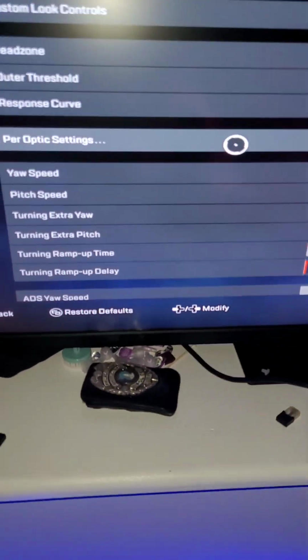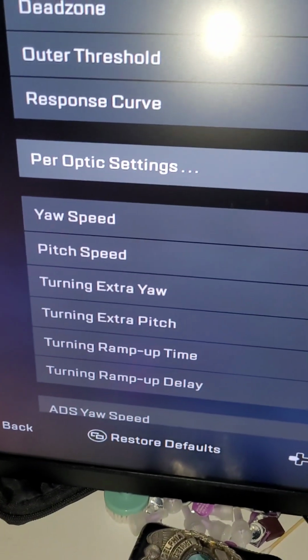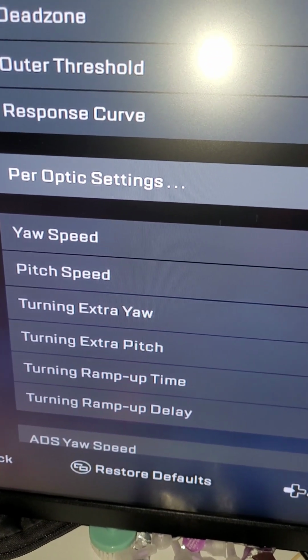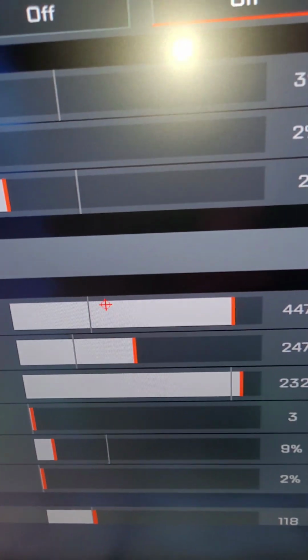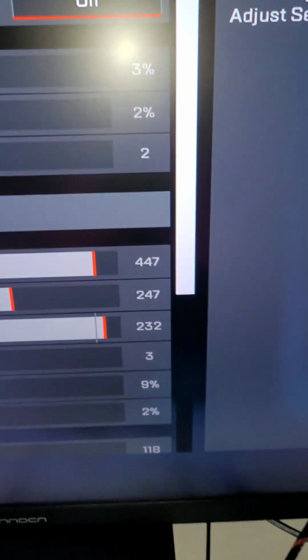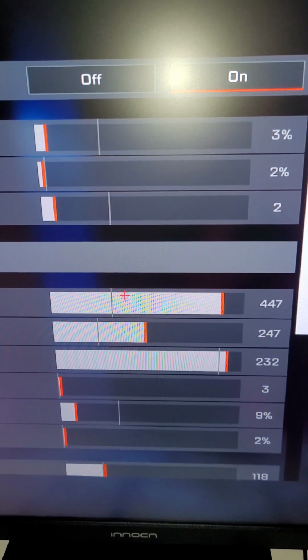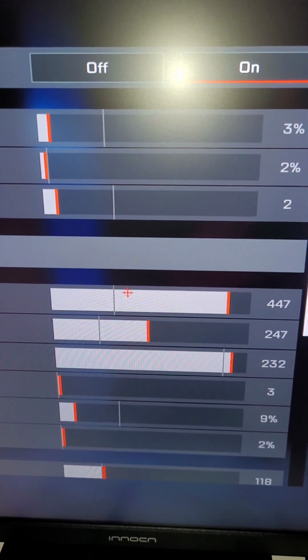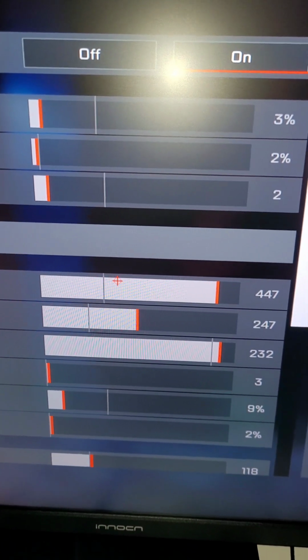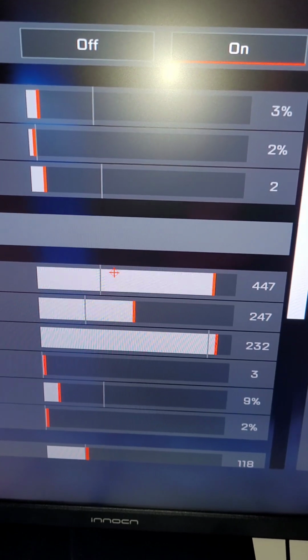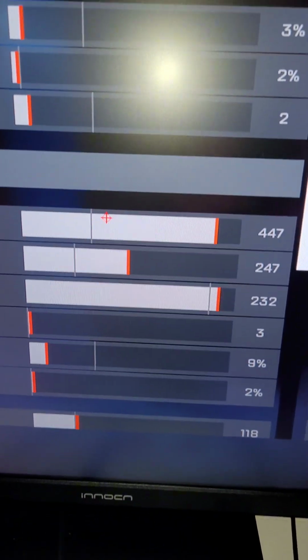Okay, so these are my ALCs for the new year. Everything on this side, these are all the values that you need on this side. So you want your dead zone at 3%. Make sure that it's the right 3. You want your outer threshold at 2%. You want your response curve at 2.